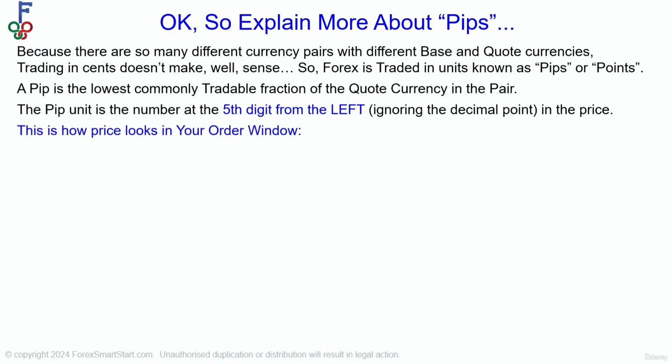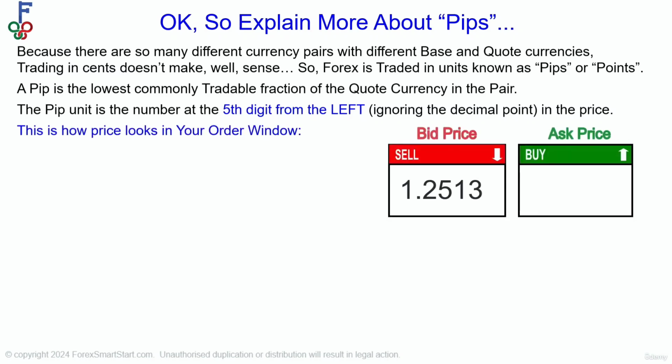This is how price looks in your order window. You have a bid price and an ask price, or a sell price and a buy price. In this case, the bid price is 1.25132 and the ask price is 1.25138. If you count 5 digits from the left, the number 3 in the bid price is 3 pips. So reading it from left to right, it's thousands, hundreds, tens, units, and the last digit is 1/10 of a pip.